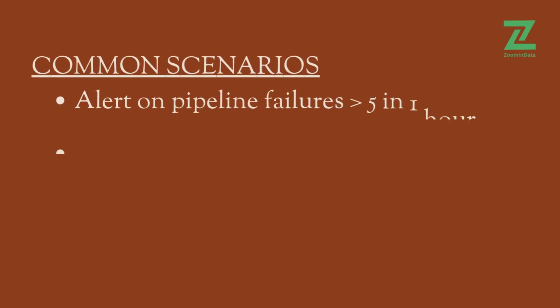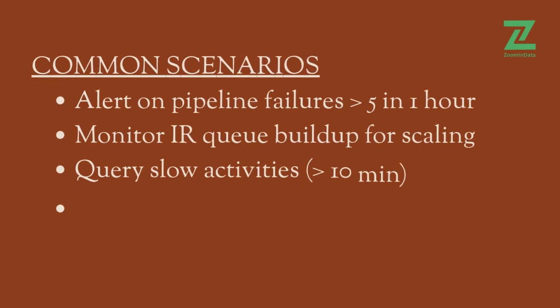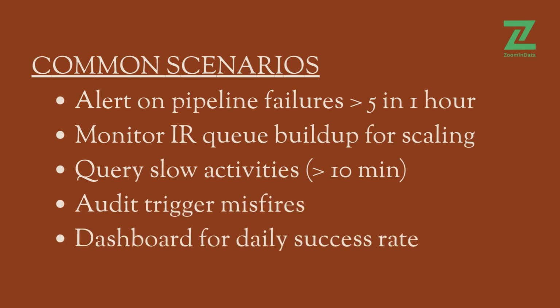Common real-world scenarios include alerting when pipeline failures exceed 5 in an hour, monitoring integration runtime queue buildup to trigger auto-scaling, querying for slow activities that take more than 10 minutes, auditing trigger misfires that skip scheduled runs, and building a dashboard showing daily pipeline success rates for quick health checks.